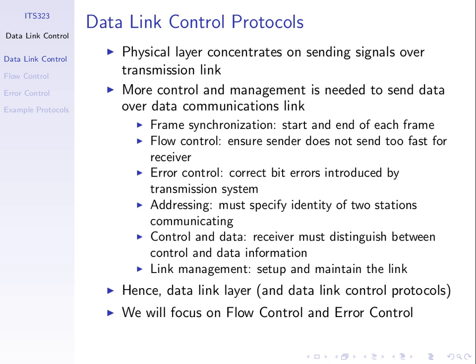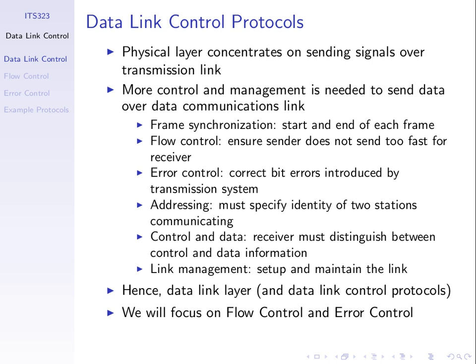Error control. With the physical layer, we send a signal which represents bits across our link. There may be some errors because of interference, noise. The bits received may be different from the bits transmitted. They are bit errors at the receiver. So we want to deal with them.